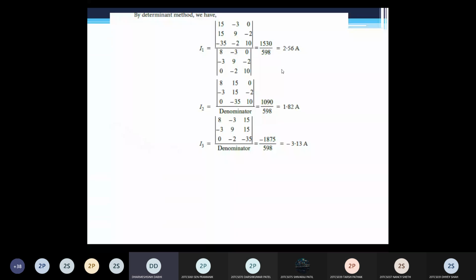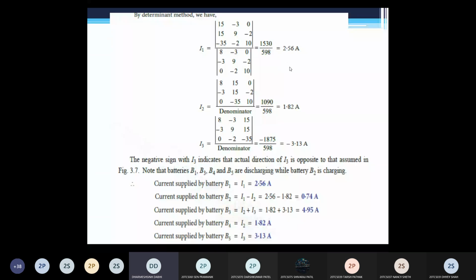Clear? So when you get this negative sign, write down this sentence: the negative sign with I3 indicates that the actual direction of I3 is opposite to that assumed. Write down this sentence only. Clear? Okay, sir.